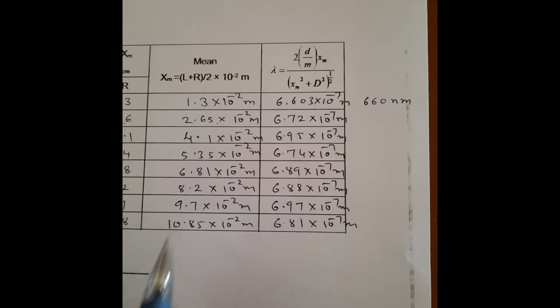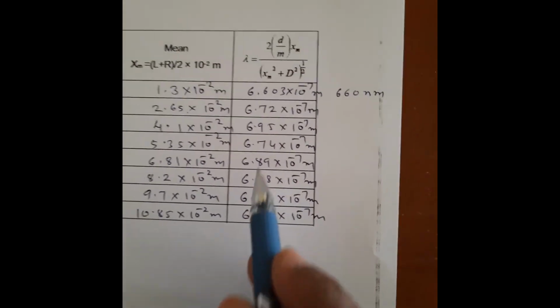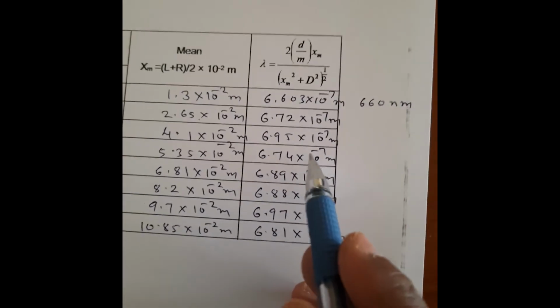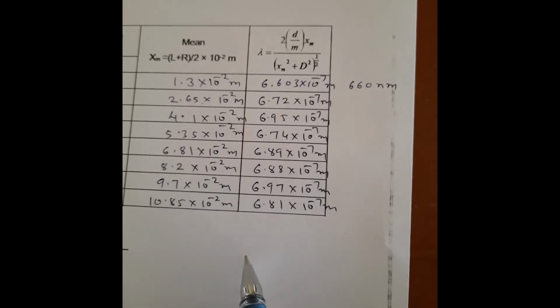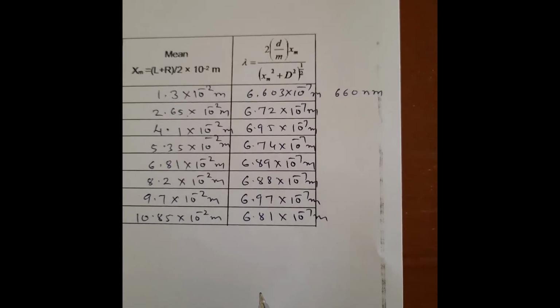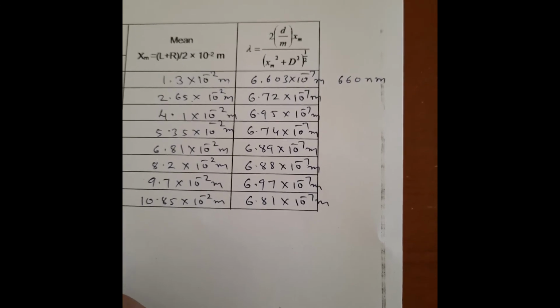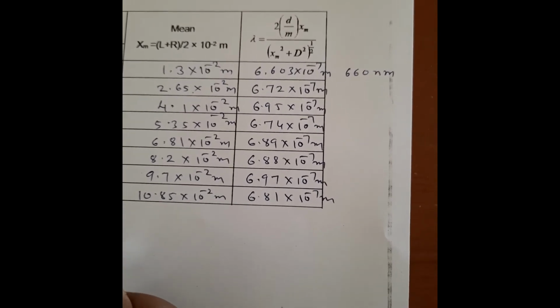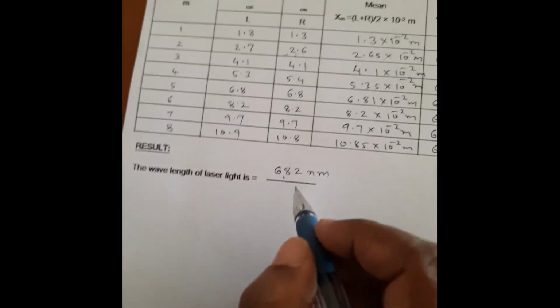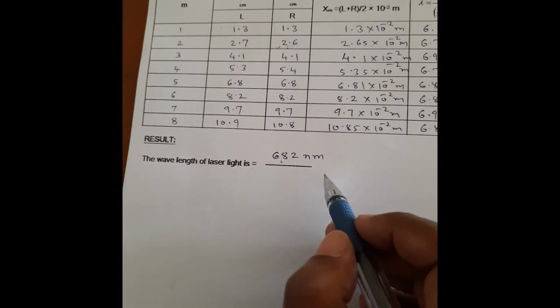After the calculations, the readings were all coming like this, and the value of lambda is calculated in this format. It is observed that the average value is found to be 682 nanometer. So this is the average value of the wavelength of light that we are using. This is the final answer. You have to express the answer by showing the calculations and all. Thank you.